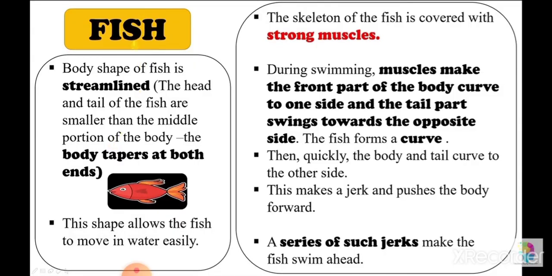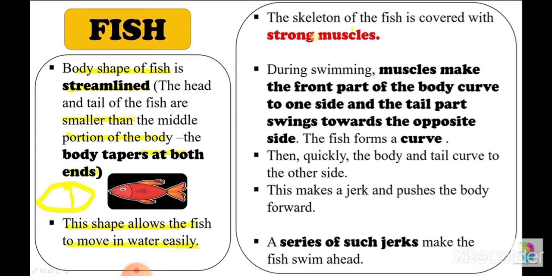Okay, so we will now talk about fish. The body shape of fish is streamlined. This kind of shape is called a streamlined shape. The head and the tail of the fish are smaller than the middle portion of the body. The body tapers at both the ends. As you can see, the head and the tail are smaller than the middle portion, and this shape allows the fish to move in water easily.